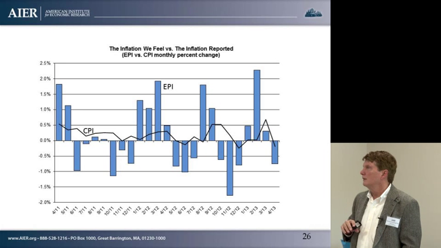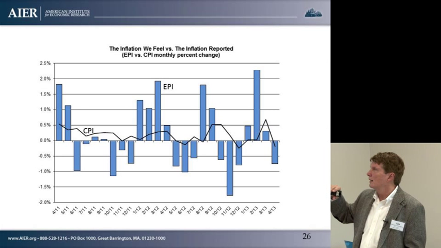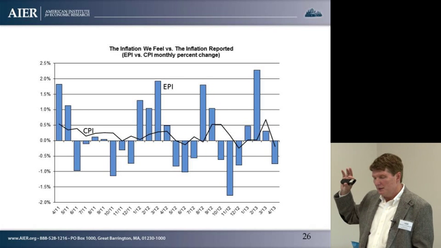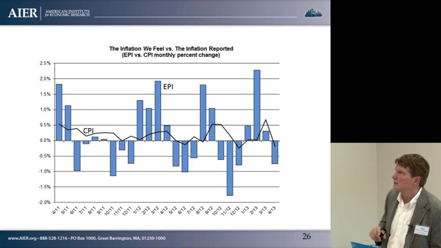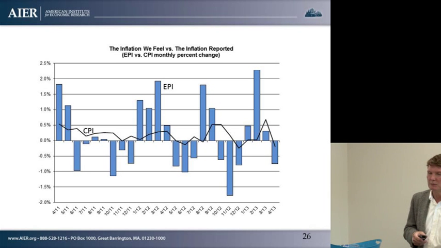And again, it's not seasonally adjusted as well. So people are experiencing a lot of volatility in the prices they see, and they're seeing a lot more inflation than is being revealed by the CPI.